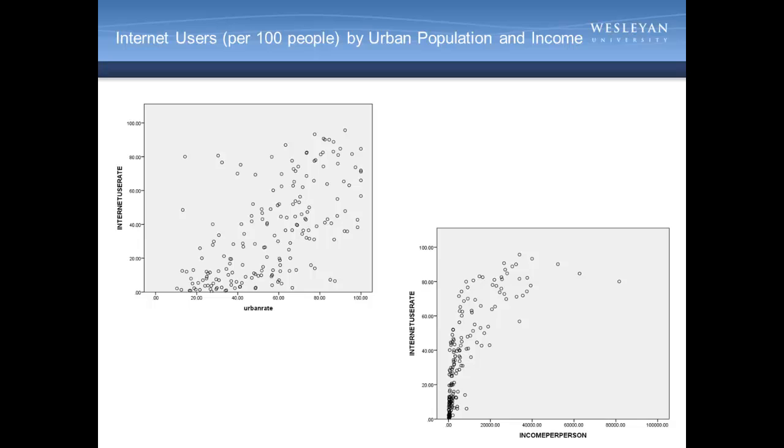From looking at the scatter plots, we can guess that the associations are both positive. That is, a higher internet use rate is associated with both higher urban rates and greater income. Now let's find the correlation coefficient using SPSS.